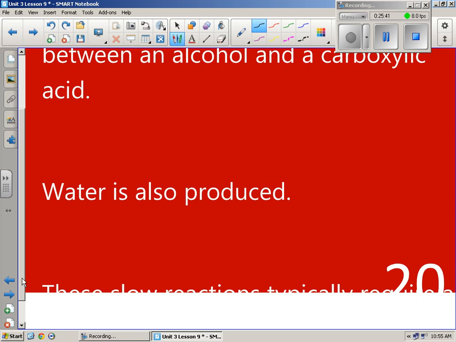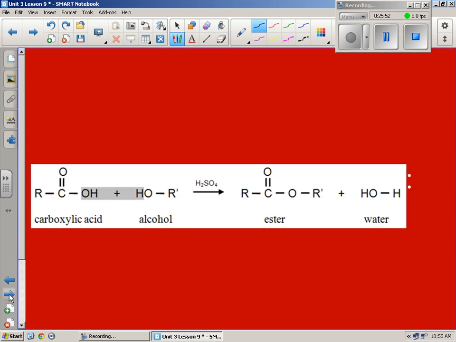Your general equation: these slow reactions typically require a catalyst, so usually in the presence of sulfuric acid, a strong acid. This is your typical carboxylic acid and alcohol to give you an ester. So remember, first of all, the OH comes off the carboxylic acid here, and this H comes off to give you your water, of course. The H comes off the alcohol. Right? We've talked about this before, so this shouldn't be anything new to you, and if it is, you should pay closer attention perhaps. R is, of course, the chains that are attached to either end there.